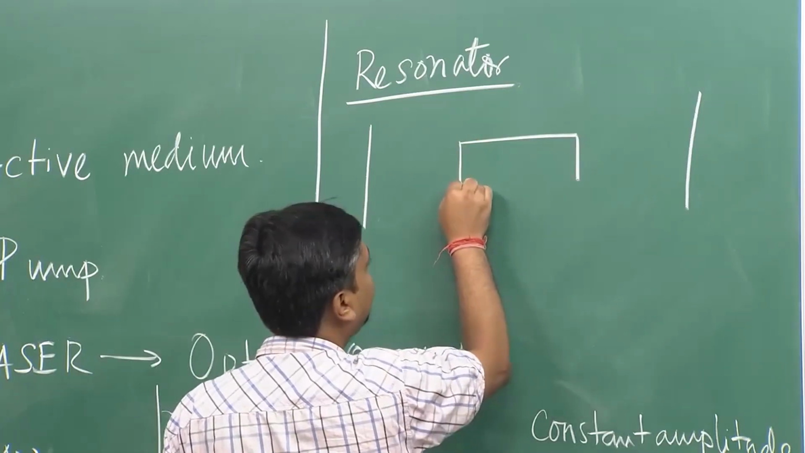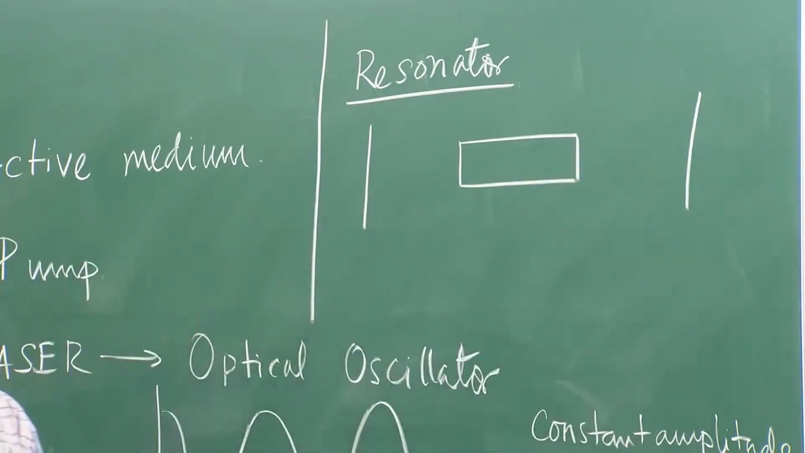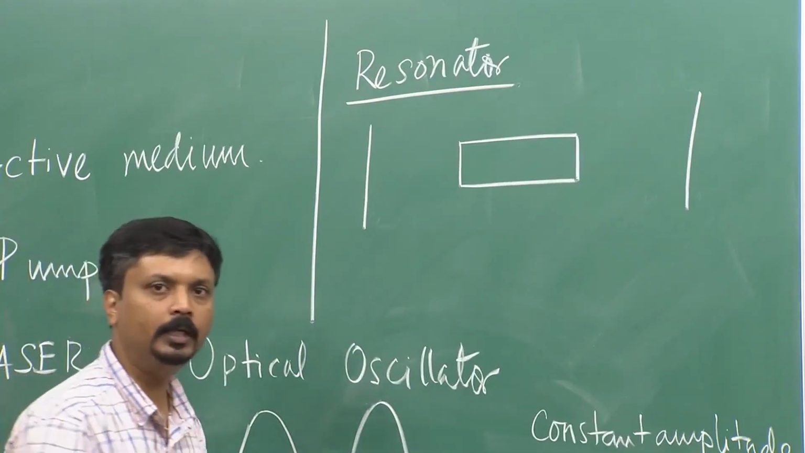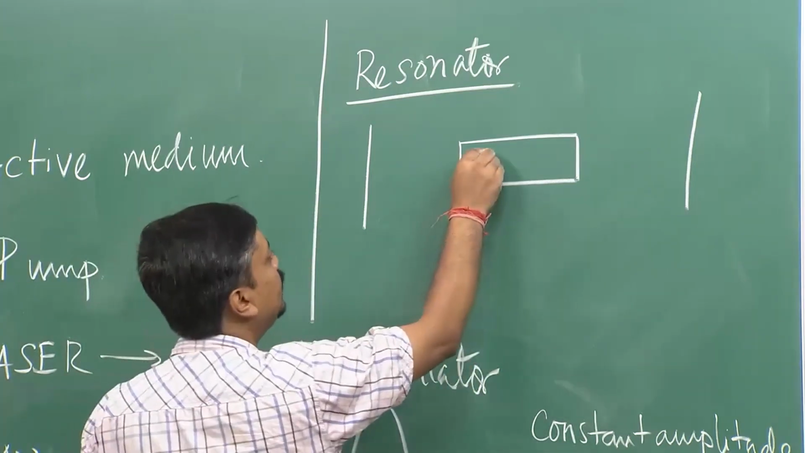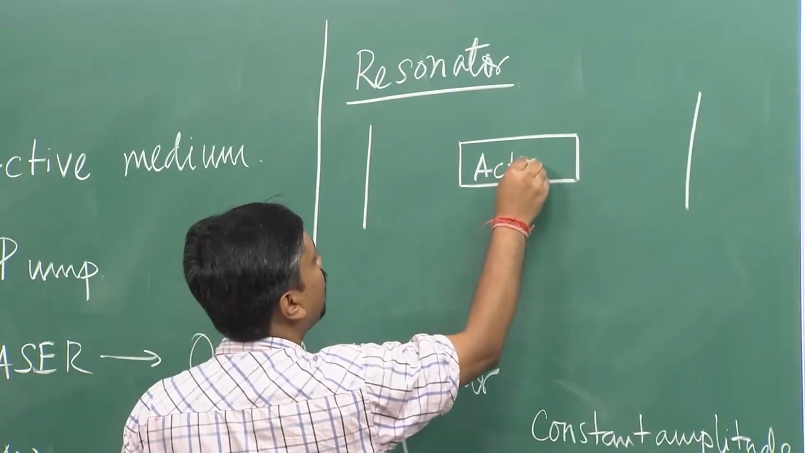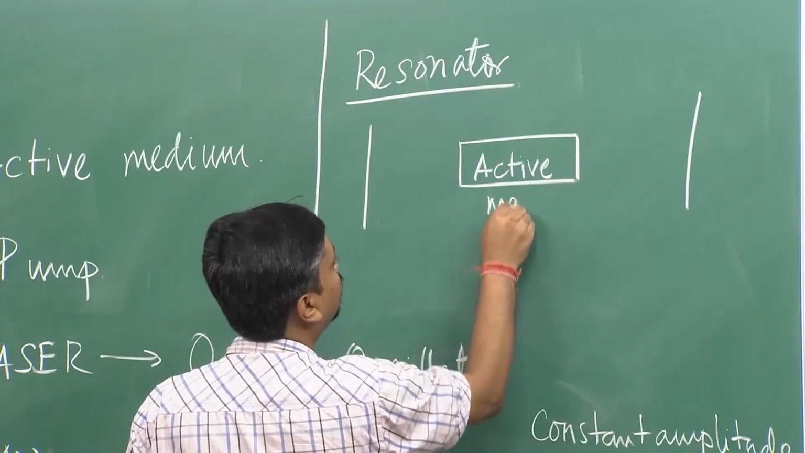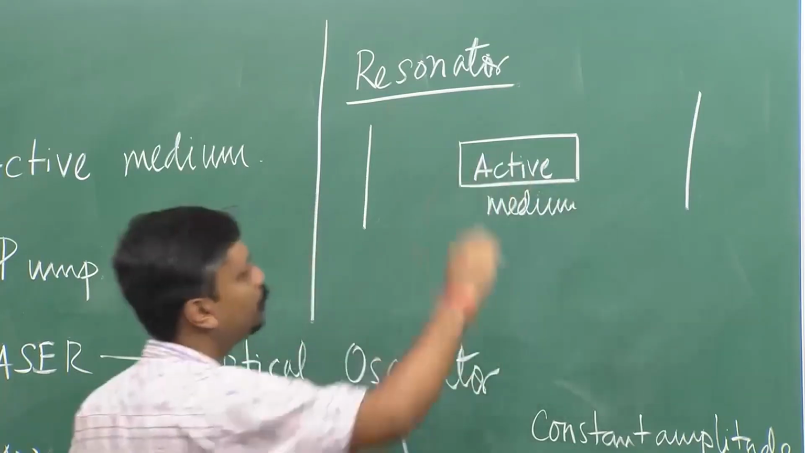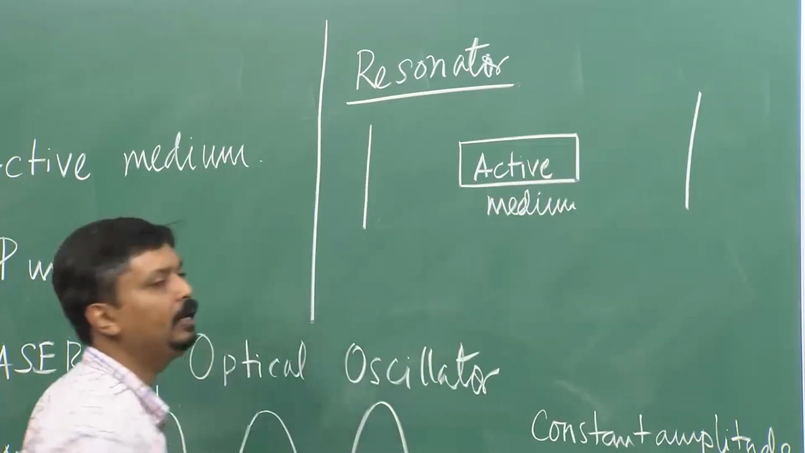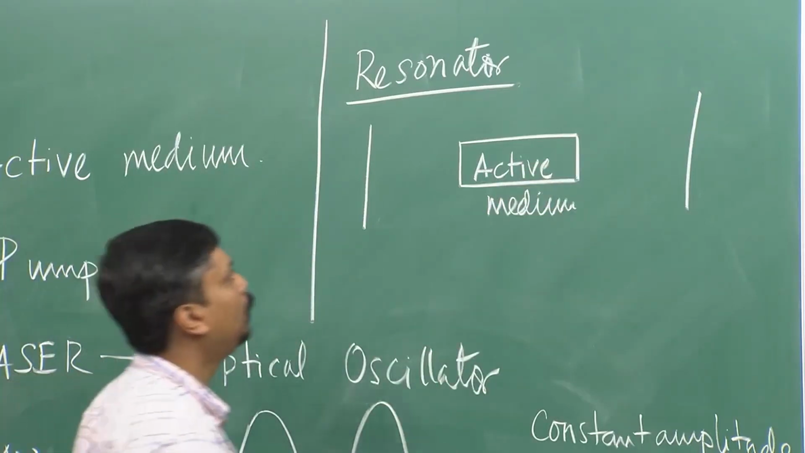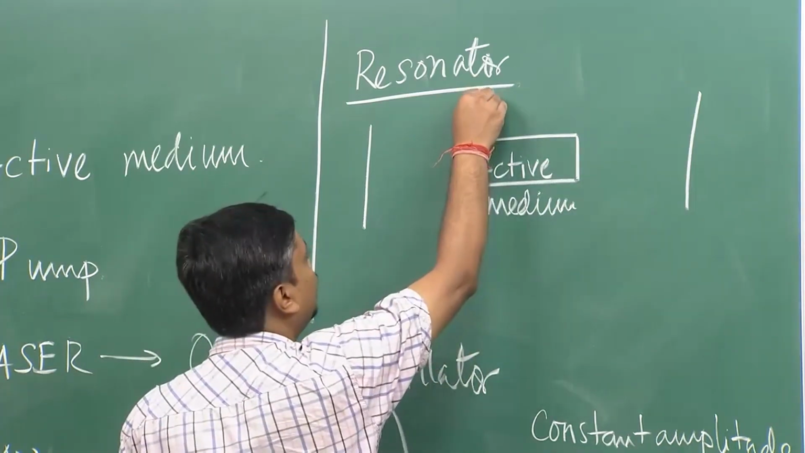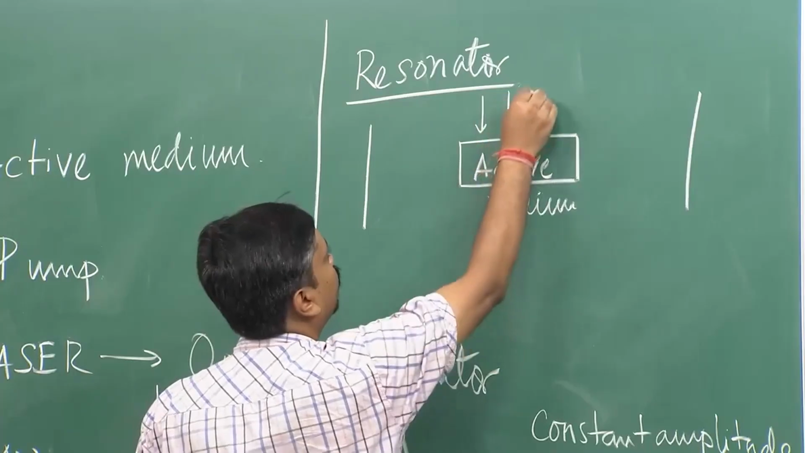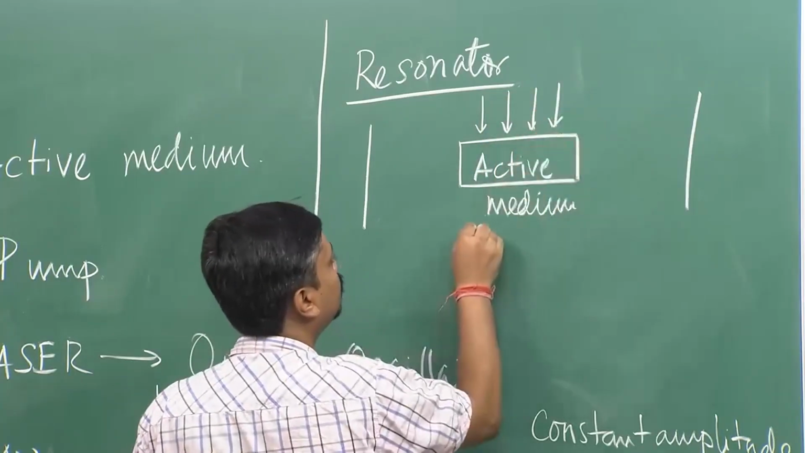Now, if I put my active medium, say neodymium doped YAG, yttrium aluminum garnet, or say ruby, so this is essentially my active medium, and then suppose I have kept a flashlight here. The flashlight is such that it is sending pump photons.